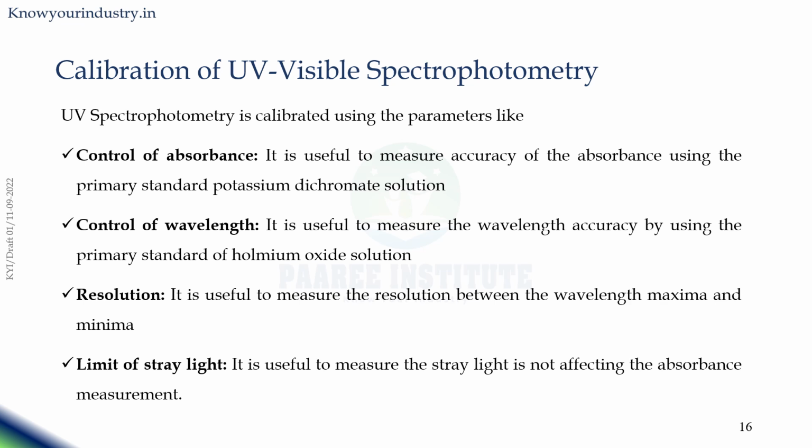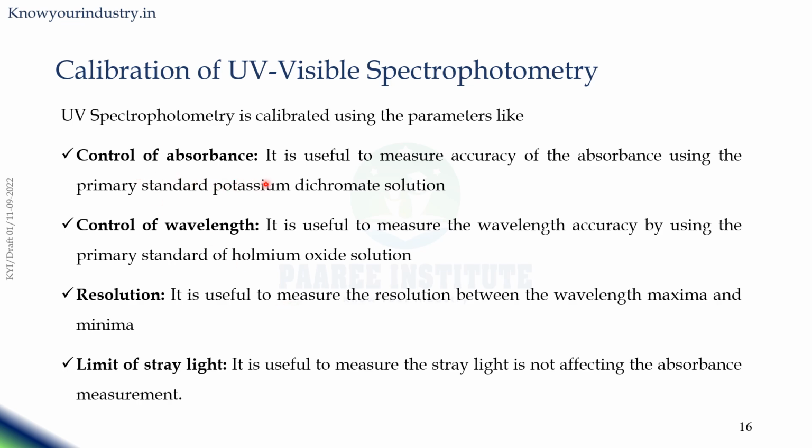In an analytical laboratory setup in a pharmaceutical industry or any other industry, the calibration of the instrument is an important step to ensure that you are getting right results. The calibration involves various parameters for a specific instrument. For UV visible spectrophotometry, the parameters like control of absorbance, control of wavelength, resolution, and limit of stray light are the four different parameters that need to be calibrated from time to time for the instrument.